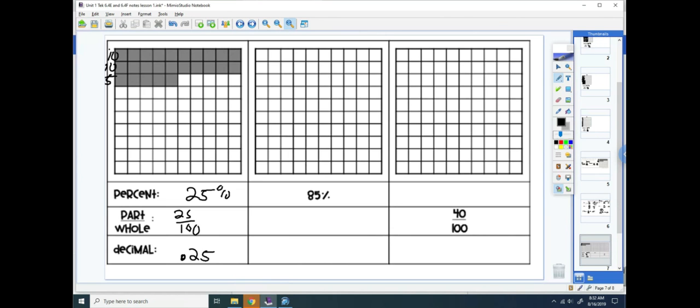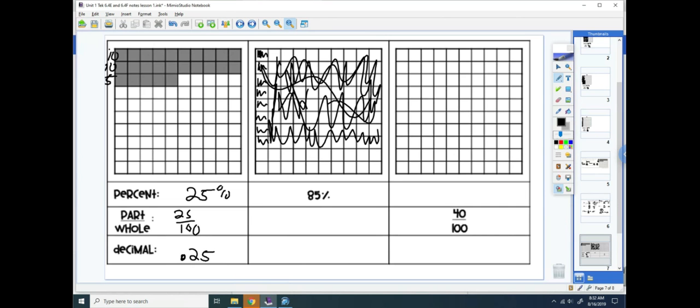Here on the next one, 85%, I don't have the model up here. So I have to shade in 85 blocks. So 1, 2, 3, 4, 5, 6, 7, 8. So I'm going to shade in the first 80 blocks. Okay. And then, so that's 85%. So it's going to be 85 out of 100 or 0.85.